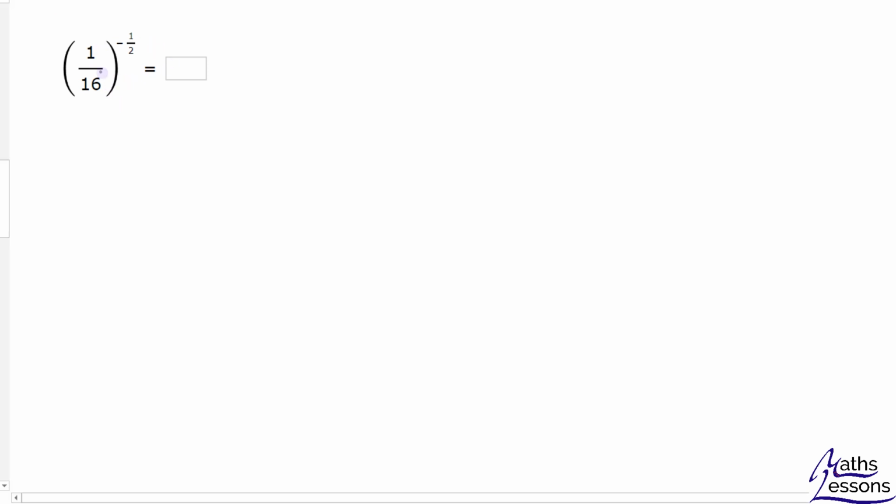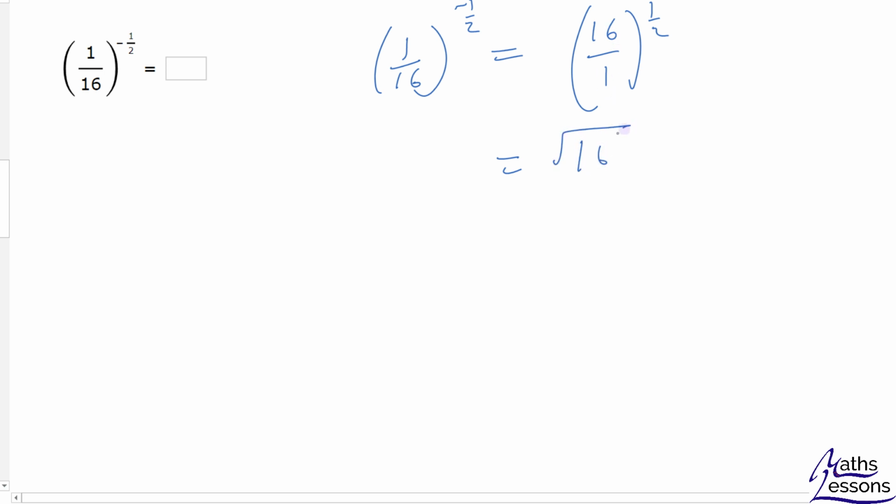Right, let's have a look at this one. That's your 30 seconds. And remember, minus, if you've got a fraction, means you flip the fraction. So 1/16 to the power of minus a half is equal to 16 over 1 to the power of a half. And the power of half means square root, and 16 over 1 is just 16. So we just have the square root of 16. And that just leaves us 4.